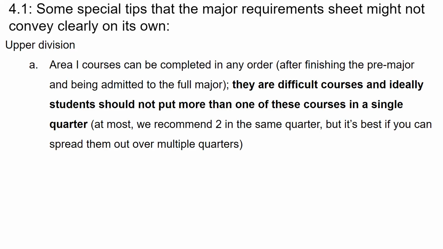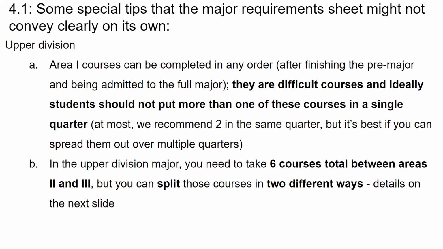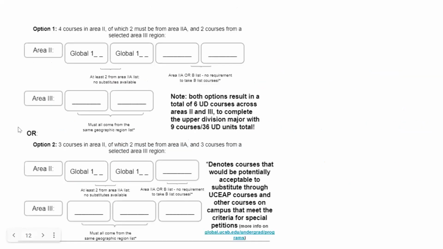If you feel like you need to go a little faster, it is best if you can spread them out over multiple quarters and fill the rest of your schedule with other courses that are not core courses, just because they can be a lot more intensive. And then also know that in the upper division major, you need to take 6 additional courses in between areas 2 and 3, but you can split those courses 2 different ways, or 2 different paths, to complete the major. We're going to show you some details and a visual on the next slide. So that would be everything besides the area 1 courses.